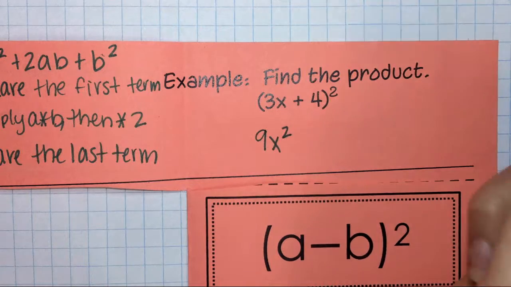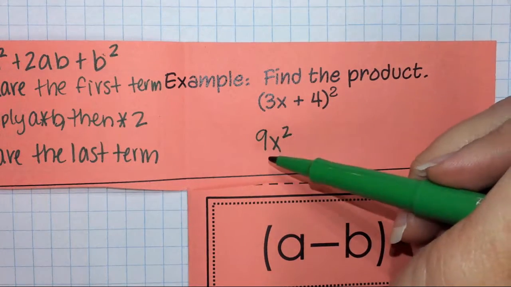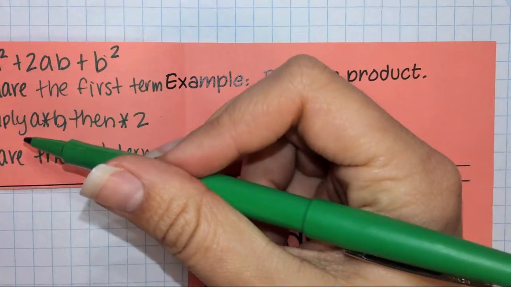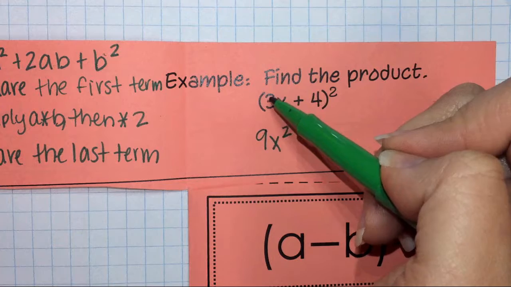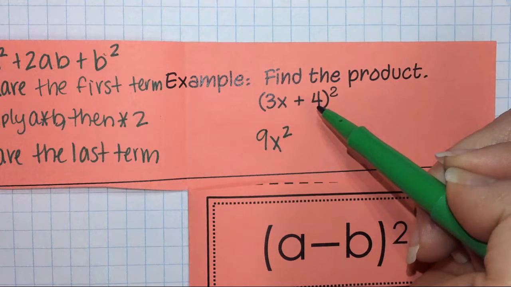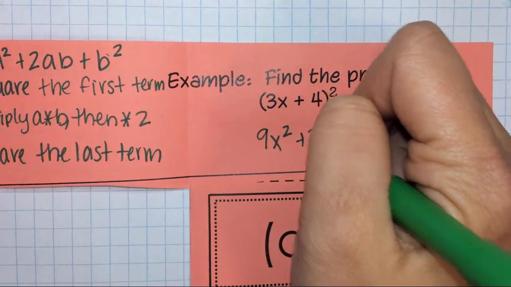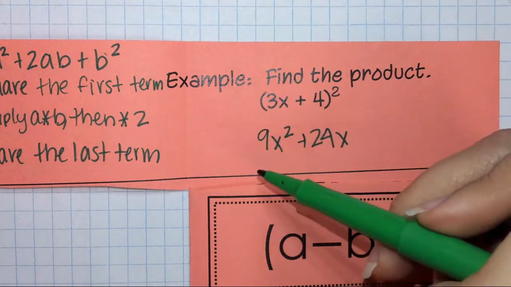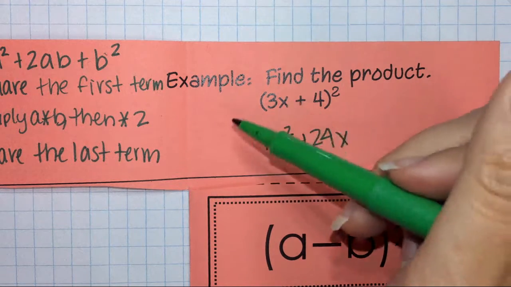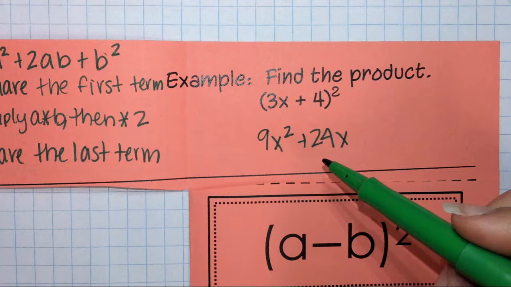Does everybody see where I got the 9 from? 3 squared is 9. X squared is x squared. The second step says to multiply a times b, then times 2. So we do 3x times 4, and you get 12x, and then times 2 is 24x. How you get that? 3 squared is 9, because it's 3 times 3. Do you see how I got the 24?